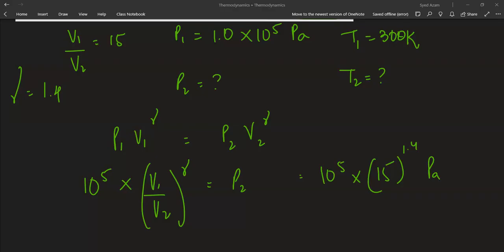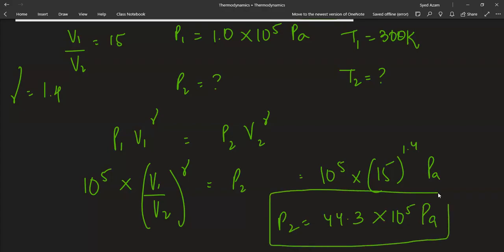I'll tell you the answer. Answer is 44.3 into 10 to the power 5 pascals. This is the answer for P2, the new pressure.